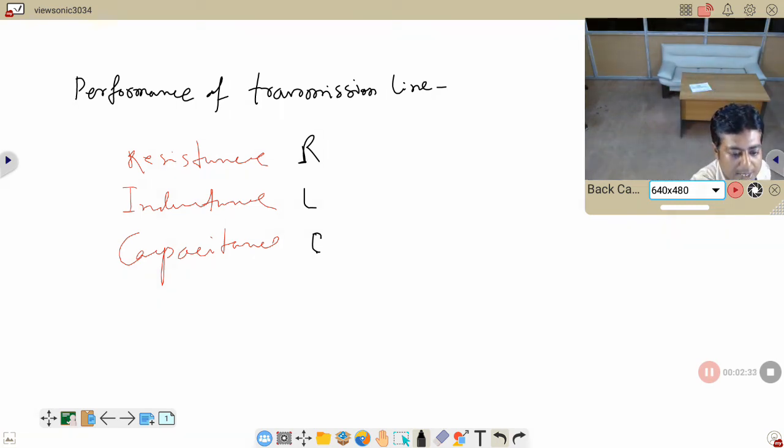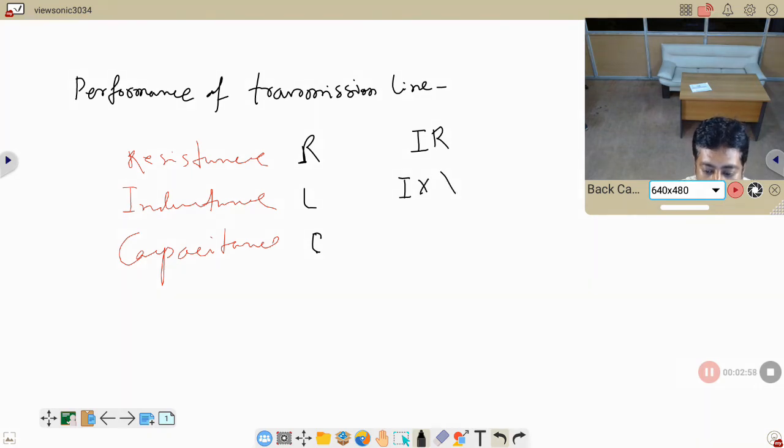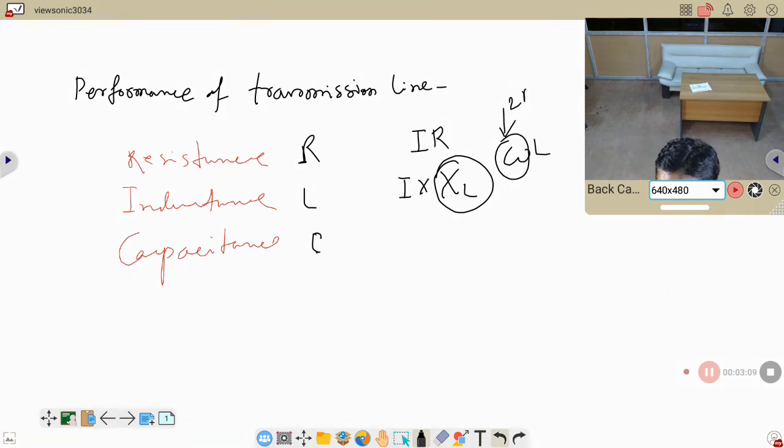When we consider the resistance, the resistance loss is there. If I is the current, we get the IR drop from the transmission line. After that, inductance: the inductive drop in the transmission line is I multiplied by XL. XL is the inductive reactance, which is omega L, that means 2 pi F L.